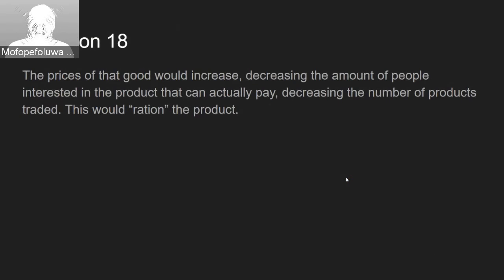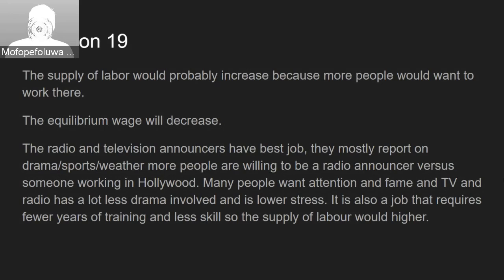For number 19, the supply of labor in these jobs will tend to increase as more people would want to work there. And as the supply of labor increases, the equilibrium wages reduce.